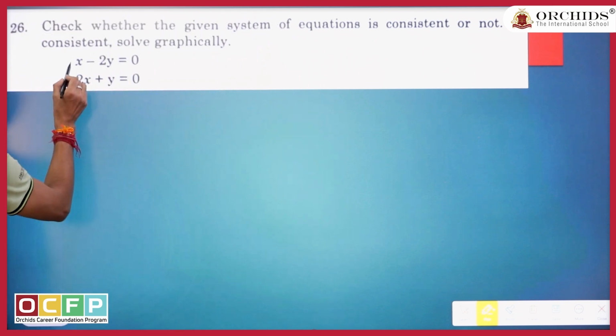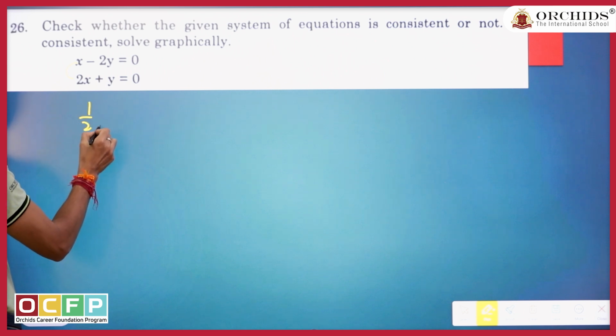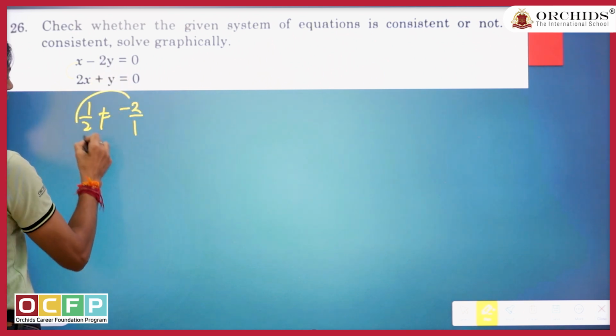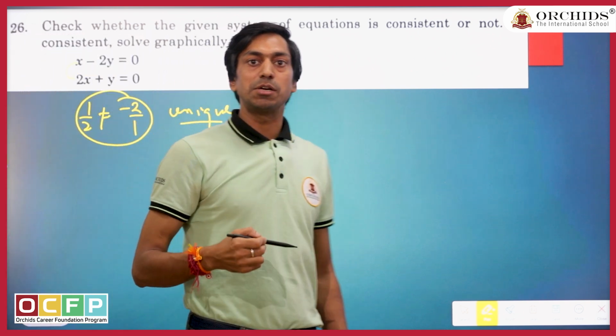So I can see that the ratio of coefficients of the first equation, a1 by a2 and b1 by b2, is minus 2 by 1, and both are not equal. Means what? We are having a unique solution. A unique solution means it is a consistent pair of equations.